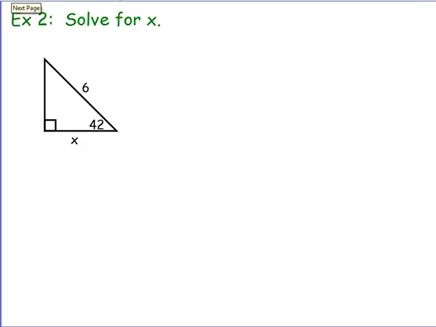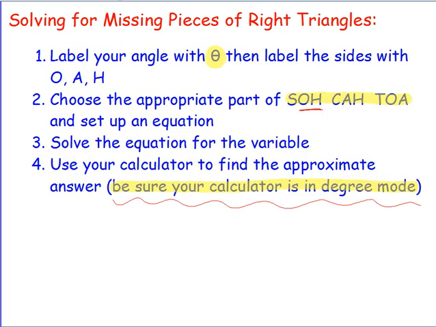So what's the first thing we label? Our angle. Well, here's 42. So I'm going to put my theta right there. Now we label our sides. Right angle points to the hypotenuse. Theta goes across to the opposite, which means this side is your adjacent. So the pieces that we have information about this time are H and A. Here's H and A together.